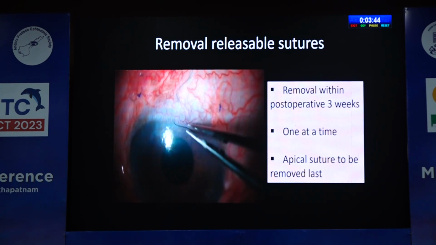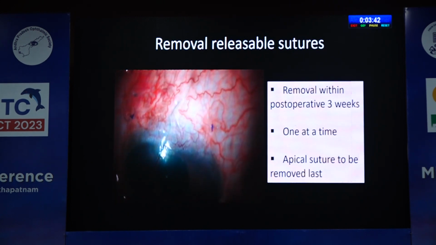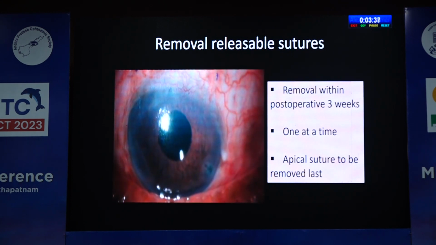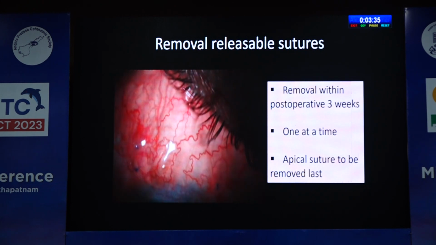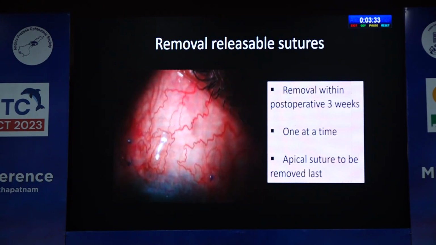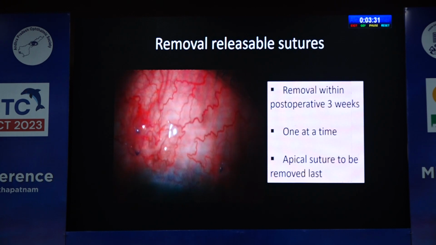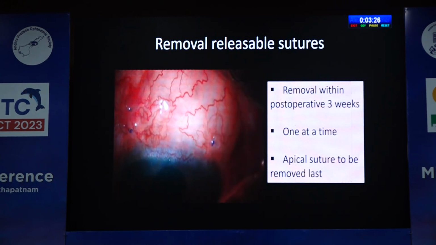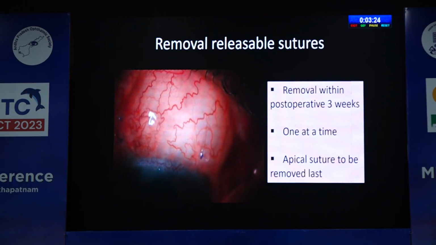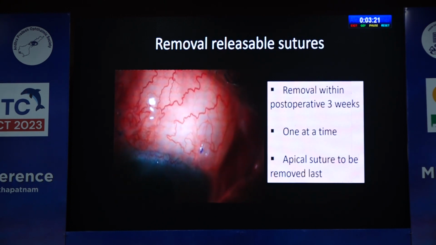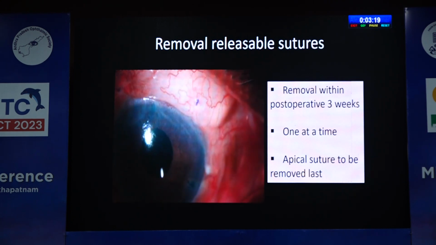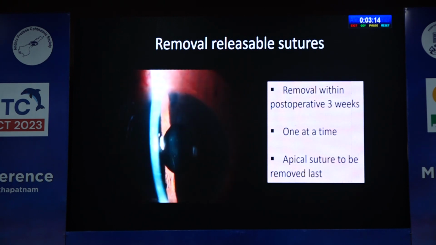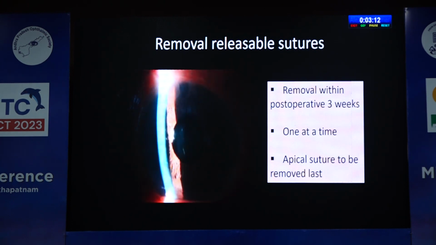Removal of releasable sutures. These releasable sutures are applied many a time by comprehensive ophthalmologists and glaucomatologists. This removal can be done even at 2 weeks, 3 weeks. After 2-3 months, this does not give much result because fibrosis sets in. One suture is to be removed at a time and the apical suture has to go last. Here a nice bleb is formed without any digital massage, just the apical releasable suture is removed and we can get a nice almost overhanging bleb. Always check the AC depth after doing all this digital massage and removal of sutures.